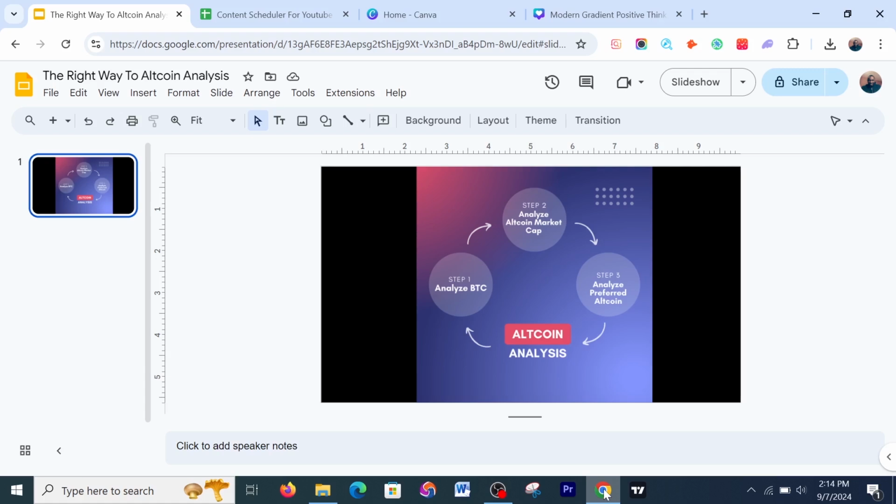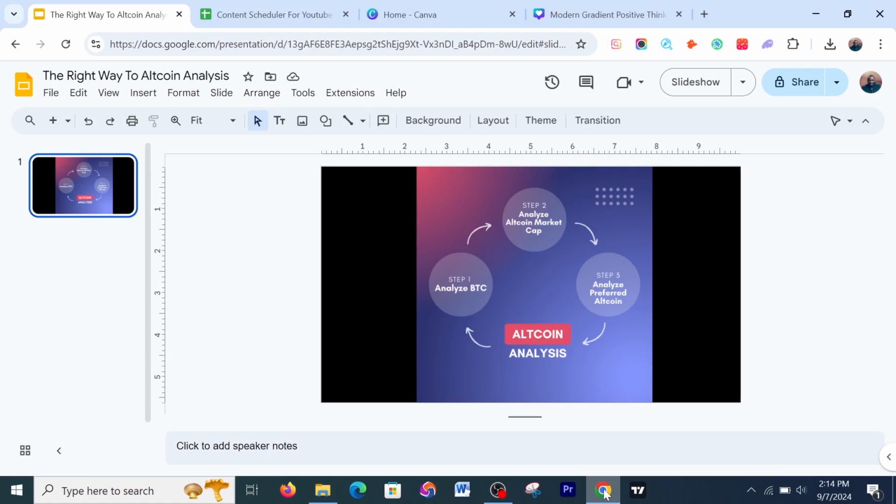And the first thing is to analyze BTC. BTC is the control variable, as in it literally controls the market. If BTC is going down, be rest assured everything else is going to go down. So that's the first step. Step one is to analyze BTC.